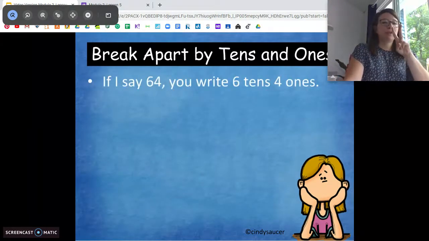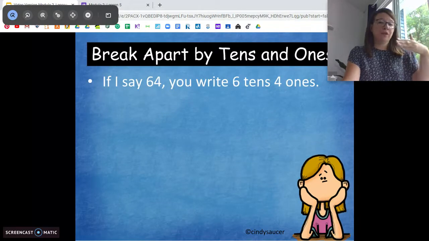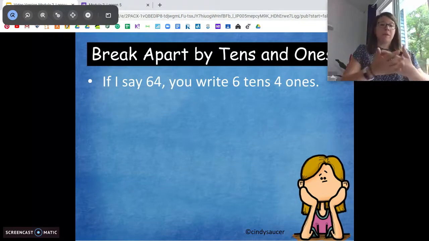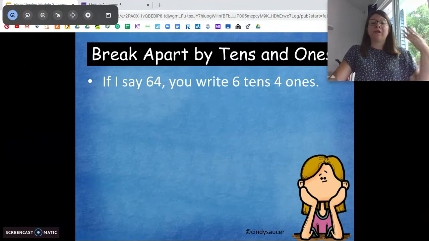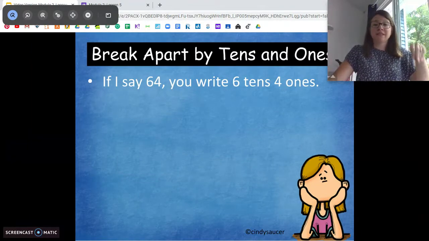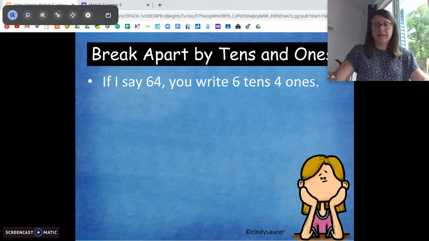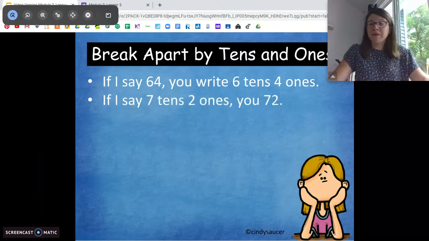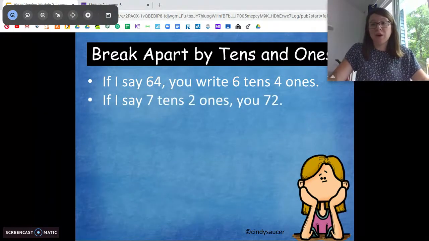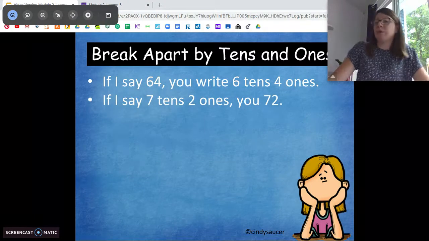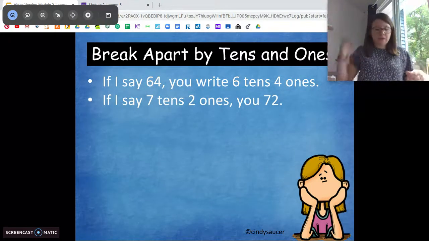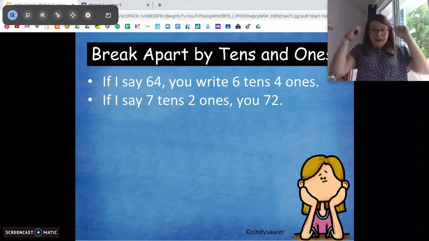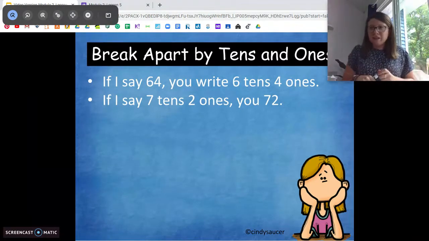So we're going to do this two different ways. I may give you a number. From there, I want you to tell me how many tens and ones are in the number. So if I say 64, you say 6 tens, 4 ones. Easy as that. However, if I give you the tens and ones, you tell me the number. So if I say 7 tens and 2 ones, you tell me 72.